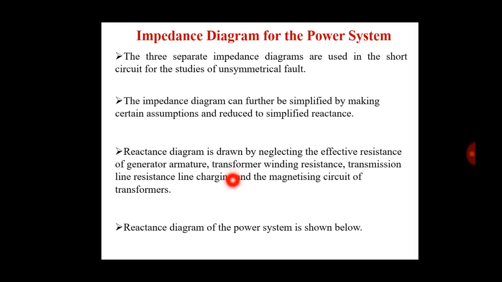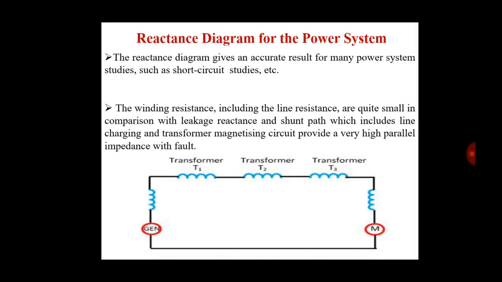The reactance diagram of the power system is shown as a diagram. In this diagram, the generator is represented by only reactance. Transformer T1 is also represented as a reactance, T2 also, and the load is also represented by reactance. Here resistance is zero, so the diagram is called the reactance diagram. The reactance diagram gives an accurate result for many power system studies such as short circuit studies.